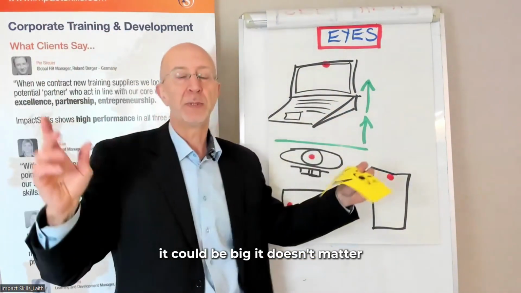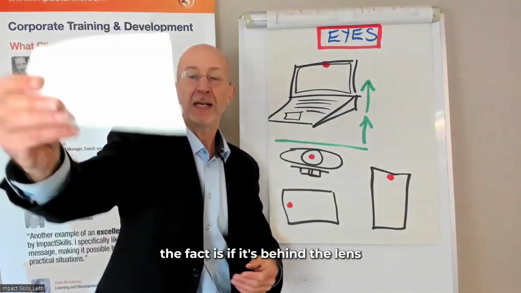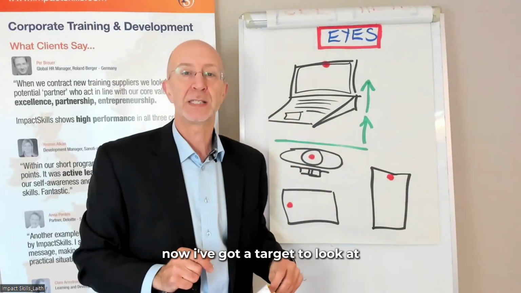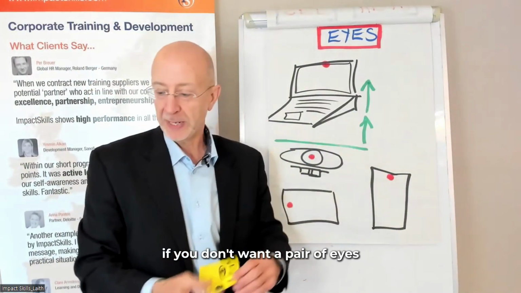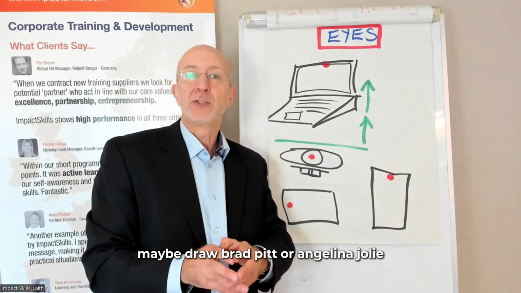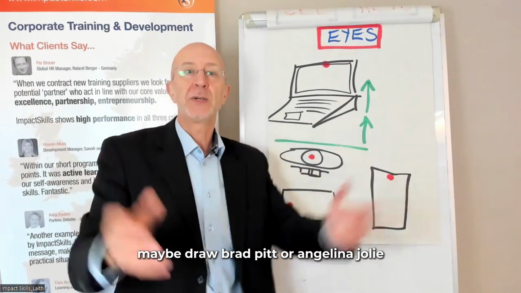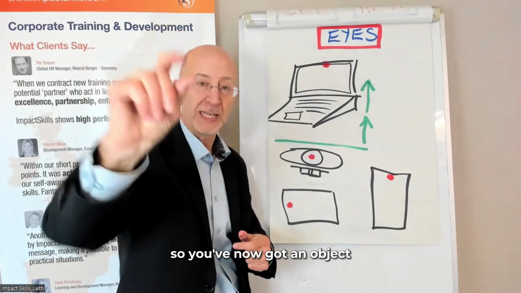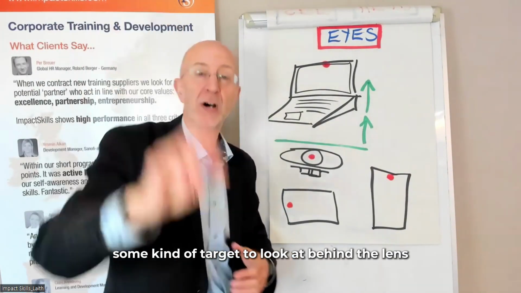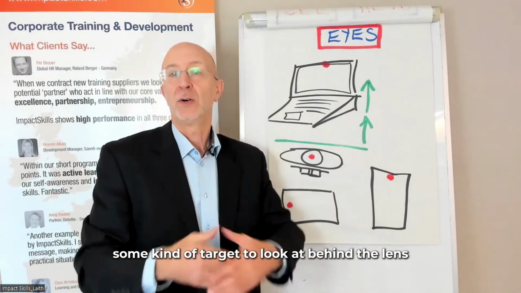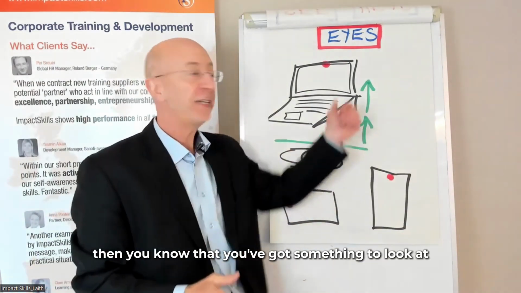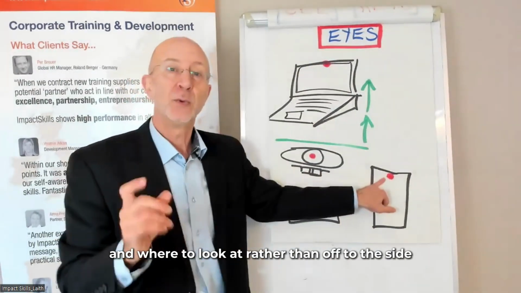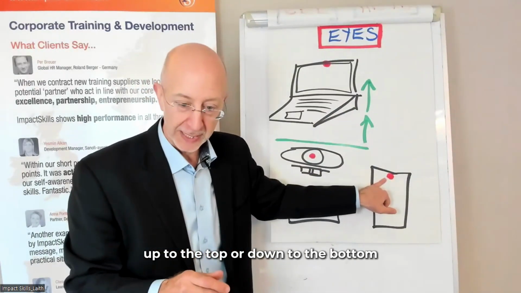Now, it could be small, it could be big, it doesn't matter. The fact is, if it's behind the lens, you're simulating a pair of eyes. Now I've got a target to look at. If you don't want a pair of eyes, as I said in the last video, maybe draw Brad Pitt or Angelina Jolie or one of your loved ones and put them behind the lens. So you've now got an object, a person, some kind of target to look at behind the lens. Or a favorite pet, it doesn't matter. Then you know that you've got something to look at and where to look, rather than off to the side, up to the top, or down to the bottom.